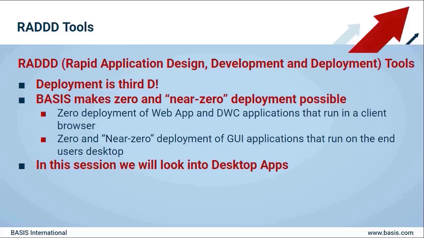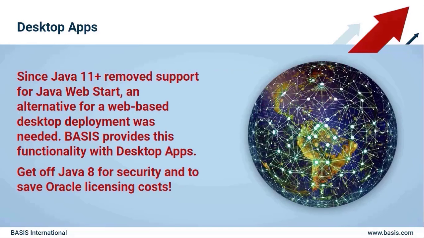What does that mean? Zero deployment of web apps and DWC applications that run in a client browser, so there's no other software needed on a client machine before you run these applications. And with desktop apps, we have zero and near-zero deployment GUI applications that run on the user's desktop. With Windows, and we'll talk about this more later, we actually have a Windows executable that runs so that you don't have to have any Java pre-installed, whereas on Linux and Mac you would, which is the near zero. But in this session we're going to look further into desktop apps.